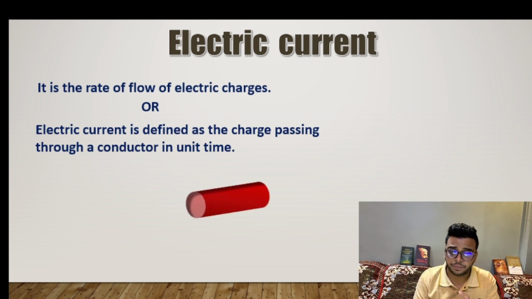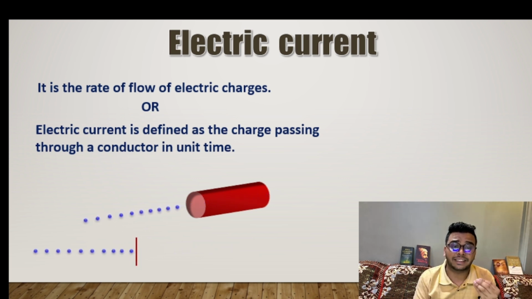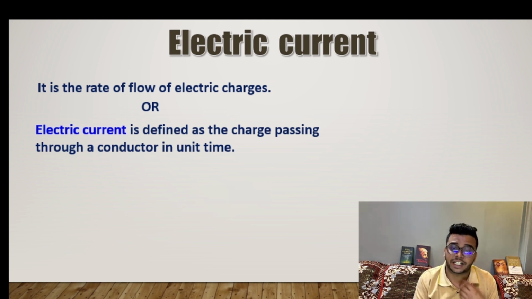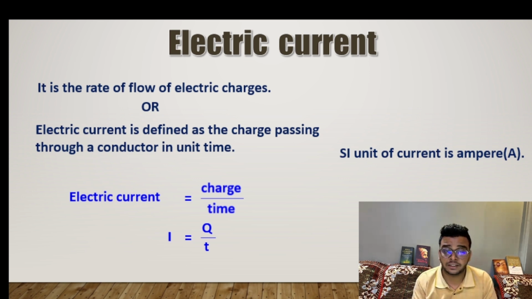So this is the conductor. We will see the surface area, the cross sectional area, and through this area how many charges pass through it every second. The unit time will be second. That will be the amount of electric current. So from this we can take out the formula: electric current is charge upon time. Electric current is generally denoted by I, charge which is denoted by Q, upon time T. So I will be Q upon T, and the SI unit of current is ampere, named after the scientist Ampere.